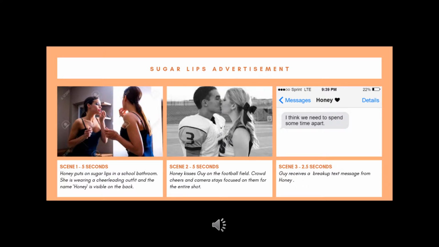Our 30-second advertisement is advertising our brand of chapstick called Sugar Lips. The advertisement follows the story of two young high school lovers, Guy and Honey. The advertisement starts with a shot of Honey putting on Sugar Lips chapstick in the mirror. She then goes out and kisses her boyfriend Guy on the football field. We then cut to Guy getting a breakup text from Honey.